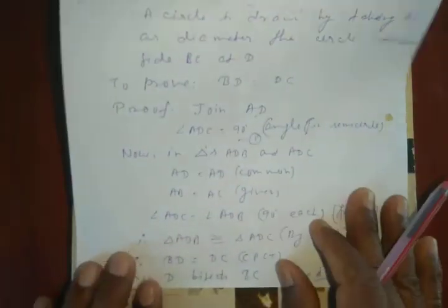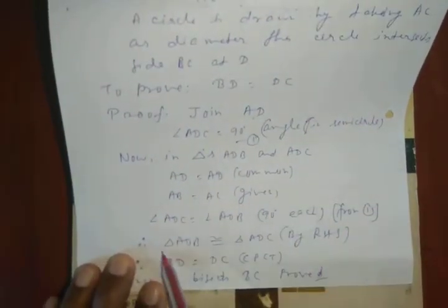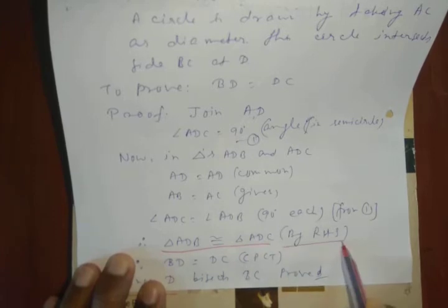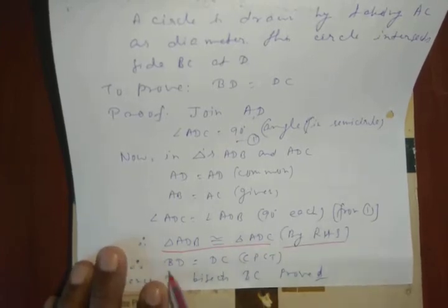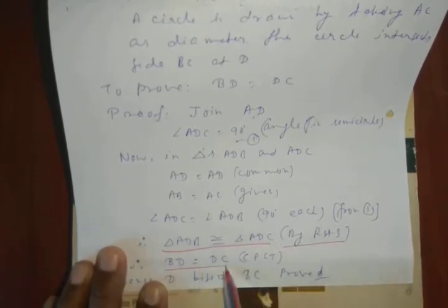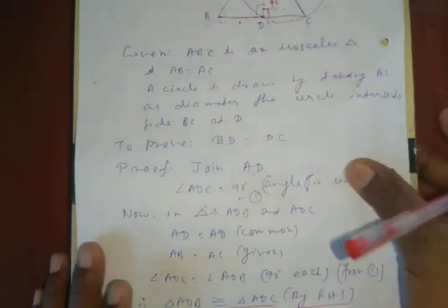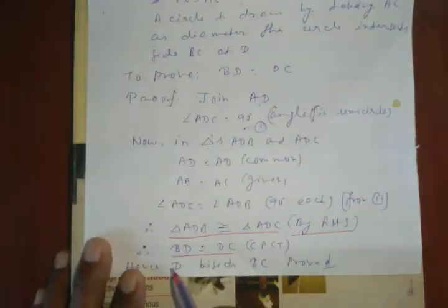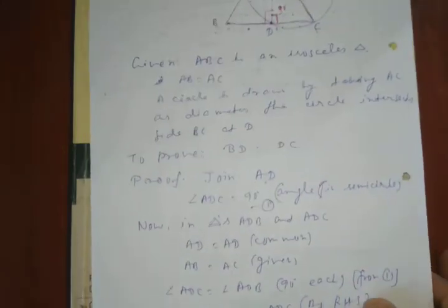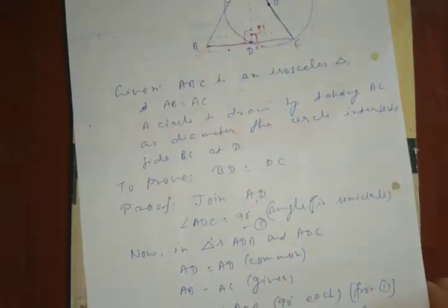The triangles are congruent by the RHS congruency condition, and therefore the sides BD and DC are equal, and that is what we have to prove. So when they are equal, then D bisects BC. So this is the proof of this. And the next answer is number 4.